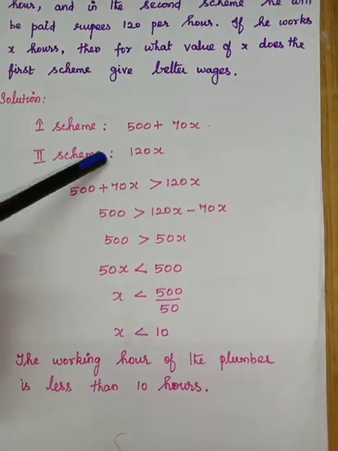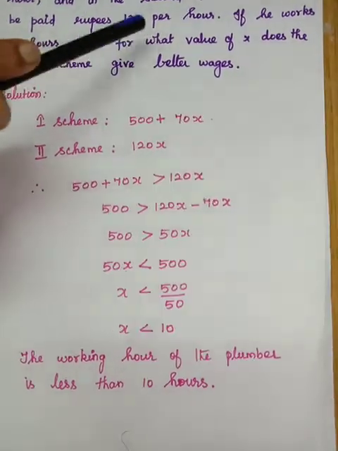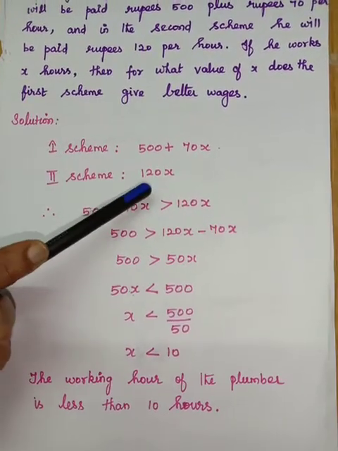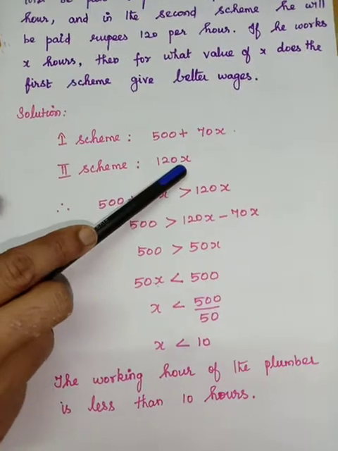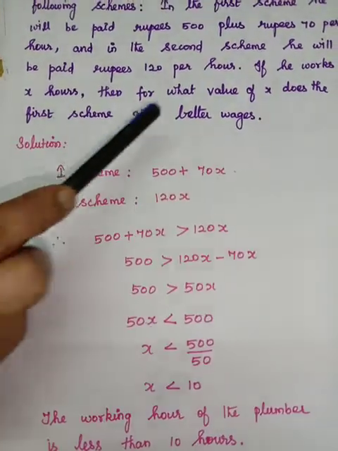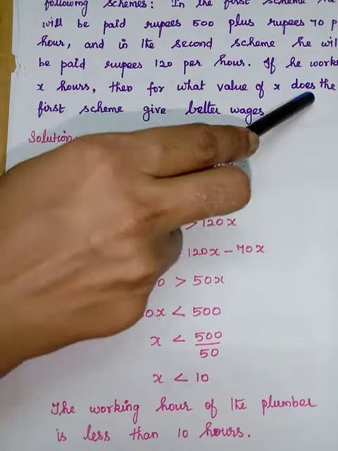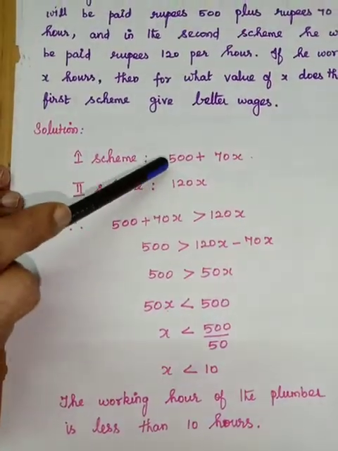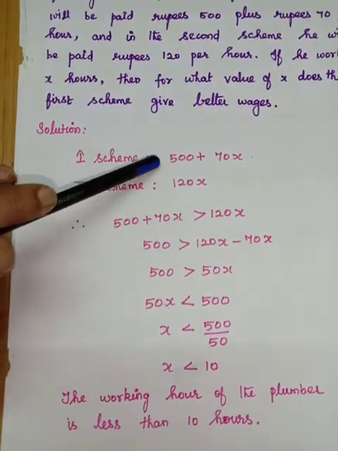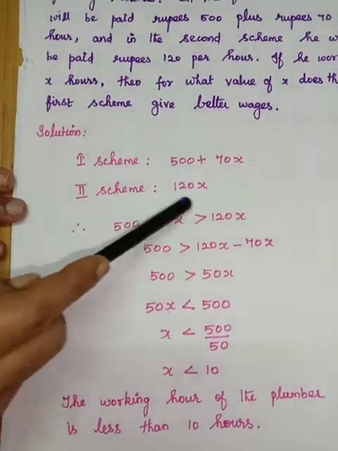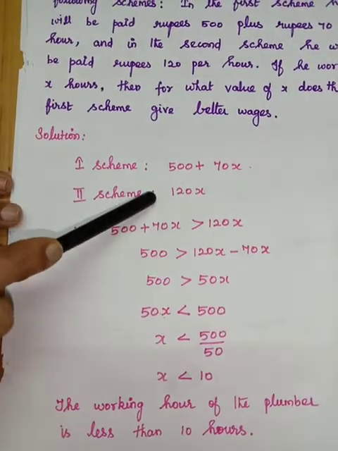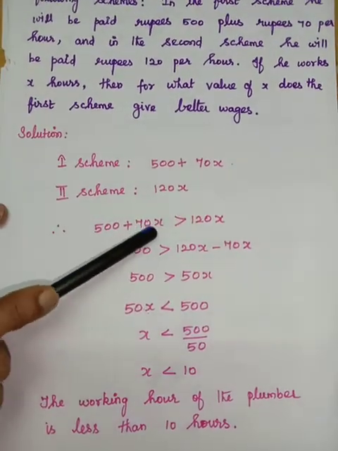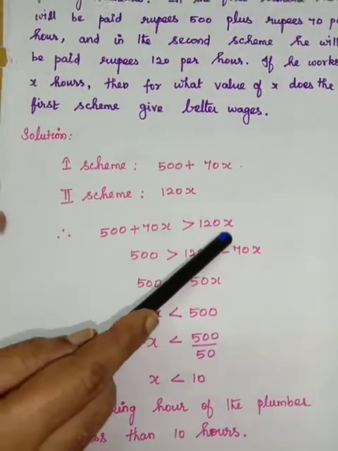In the second scheme, he will be paid 120 rupees per hour. So for x hours, it is 120 into x. See what is asked: for what value of x does the first scheme give better wages? So the first scheme amount should be greater than the amount paid by the second scheme. So take the first scheme amount, that is 500 plus 70x is greater than 120x.